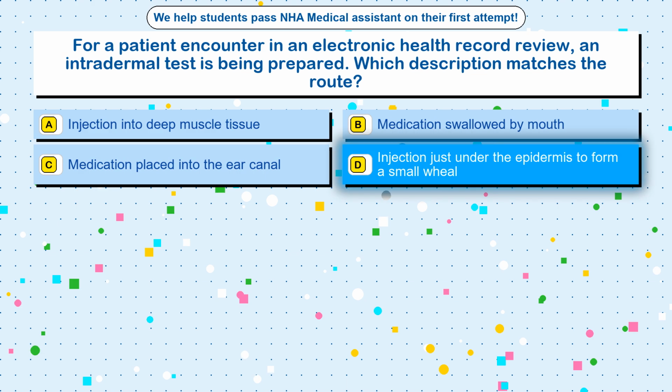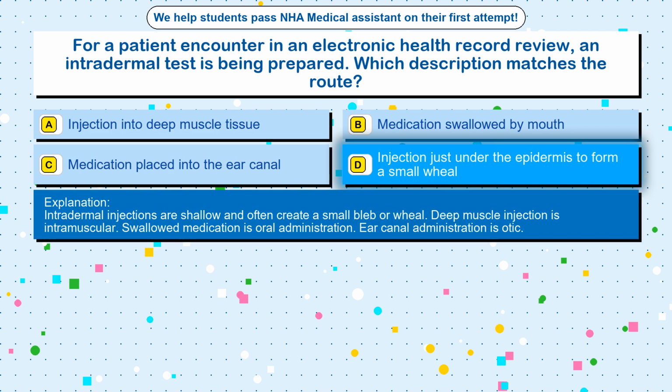The correct answer is option D, injection just under the epidermis to form a small wheal. Intradermal injections are shallow and often create a small bleb or wheal. Deep muscle injection is intramuscular. Swallowed medication is oral administration. Ear canal administration is otic.